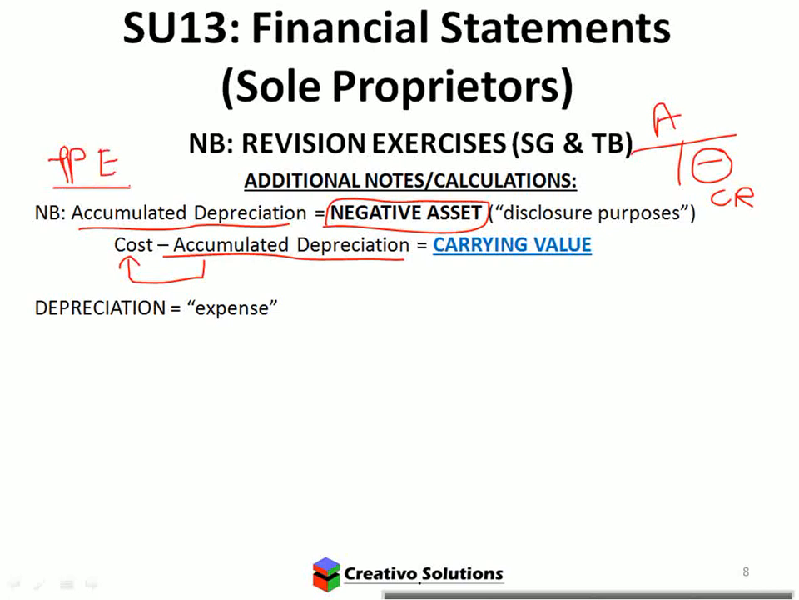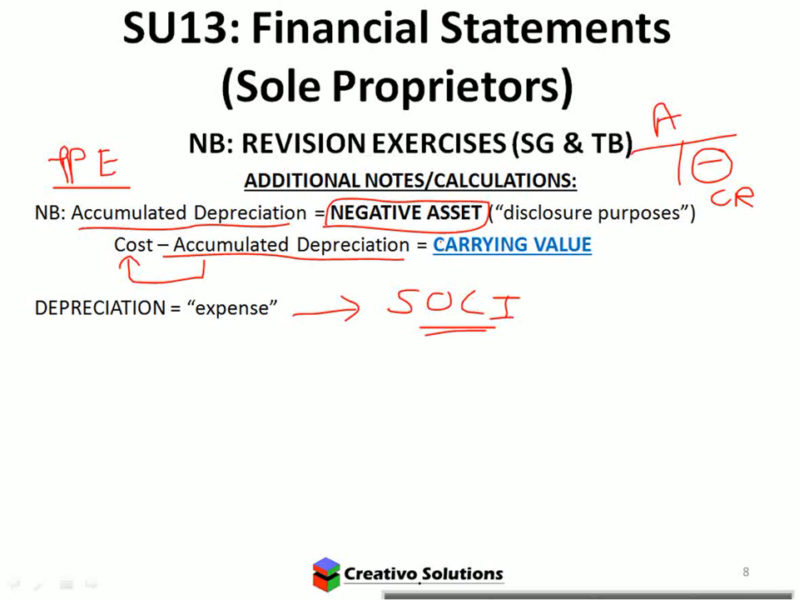What do the users want to see? Do the users want to see the cost, meaning what you bought the asset for 10 years ago, or do they want to see what the asset is worth today? Exactly. And that's why when you look at disclosure, you need to process the depreciation. Depreciation is an expense, so where do I show it? Statement of comprehensive income, because expenses are shown in the statement of comprehensive income.